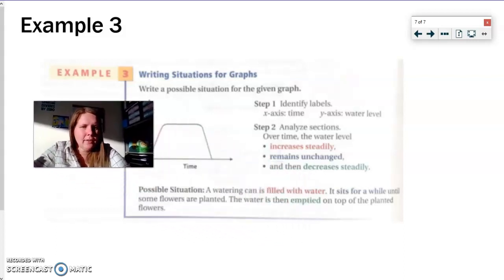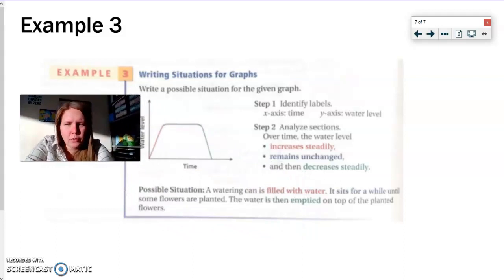Here's what they said. They said a watering can is filled with water. It sits for a while until some flowers are planted. The water is then emptied on top of the planted flowers. So that's another type of situation that could happen.